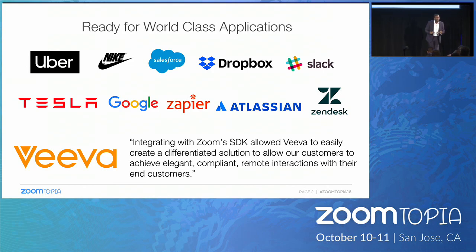With over 13,000 integrations and counting, global brands such as Nike, Uber, Salesforce, Tesla, and many more have trusted Zoom to power their world-class apps. Global brands such as Viva, which we received great reviews from, had this to say when they integrated with Zoom's SDK. I'll read the quote right quick. Integrating with Zoom's SDK allowed Viva to easily create a differentiated solution to allow our customers to achieve elegant, compliant, remote interactions with their end customers. So, are you guys ready to develop your world-class app now?